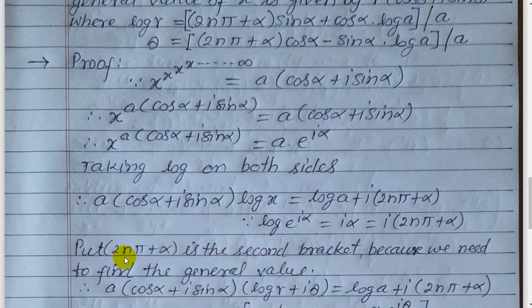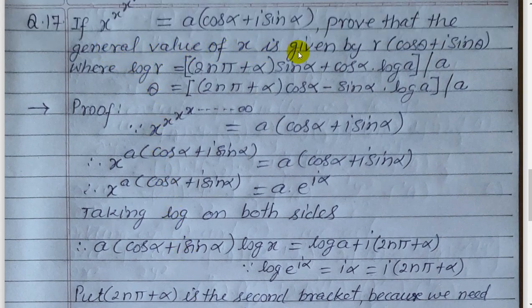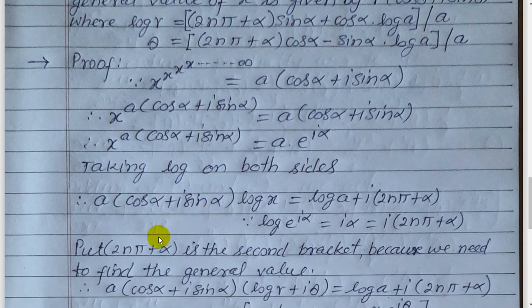We put 2n pi plus alpha in the second bracket, like here i into this, because we need to find the general value. It is given in the question to find the general values of x. You can check here, you need to find the general value of x. So we write here, put 2n pi plus alpha in the second bracket, because we need to find the general value.